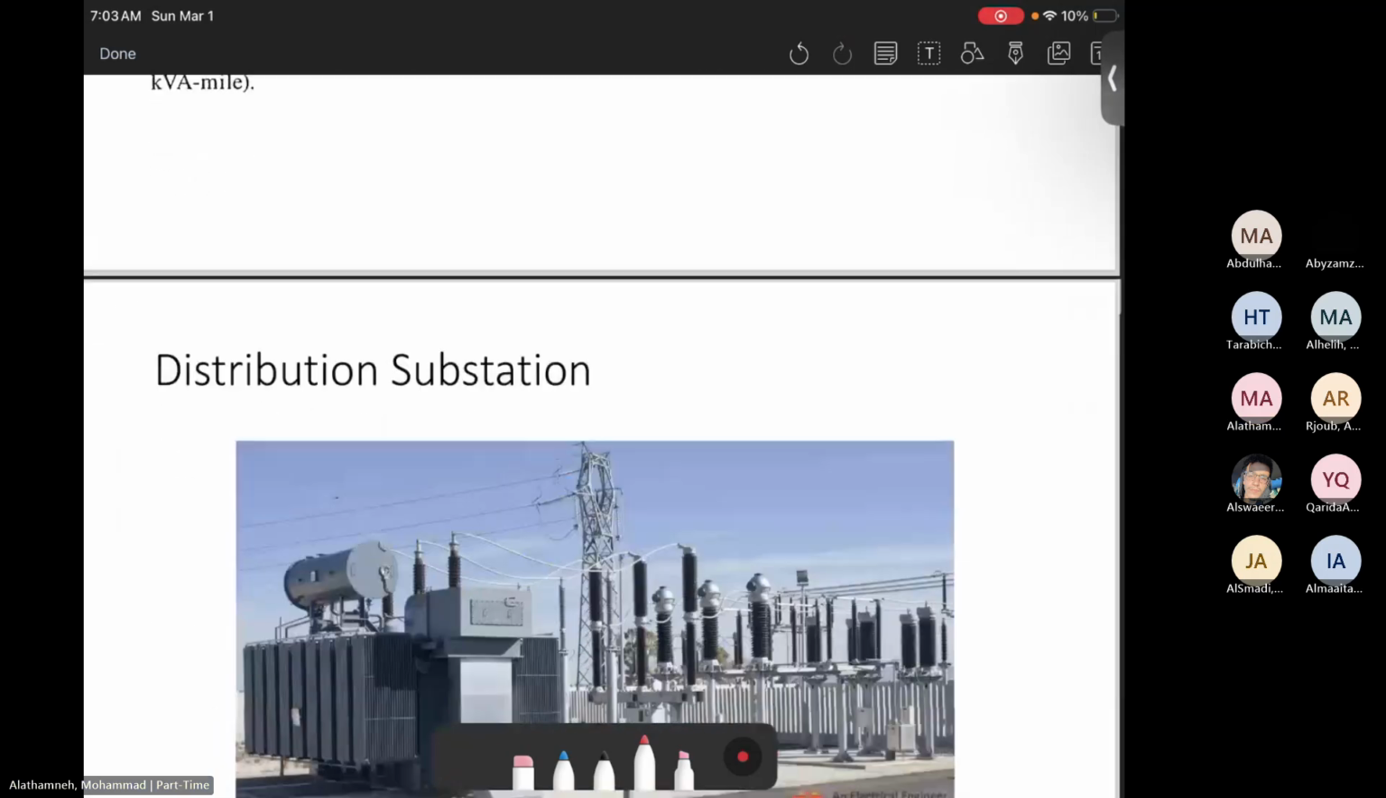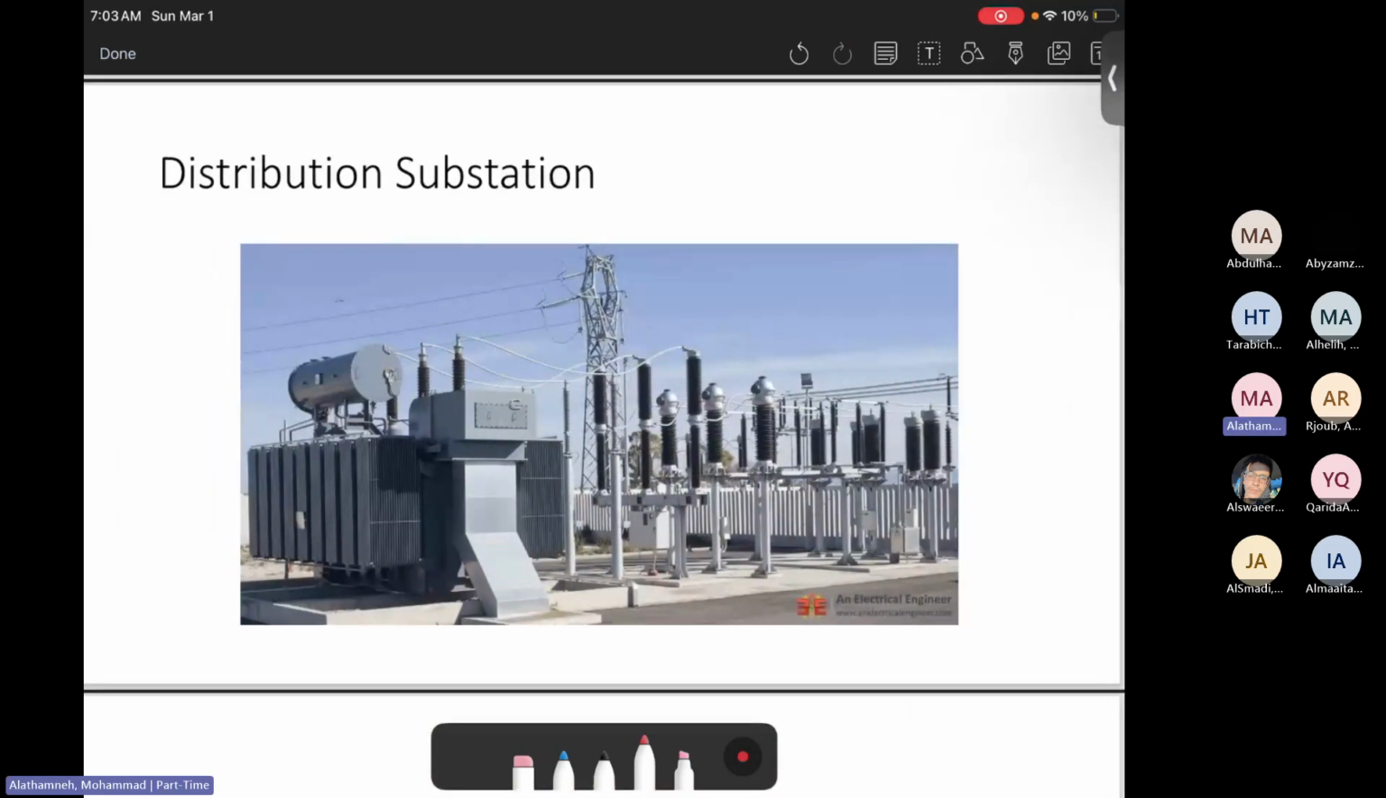Okay, now here is how the substation looks. This is a substation converting high voltage to medium voltage. You can look at the tower. This is a tower associated with the high voltage. Then you can look at the system here.